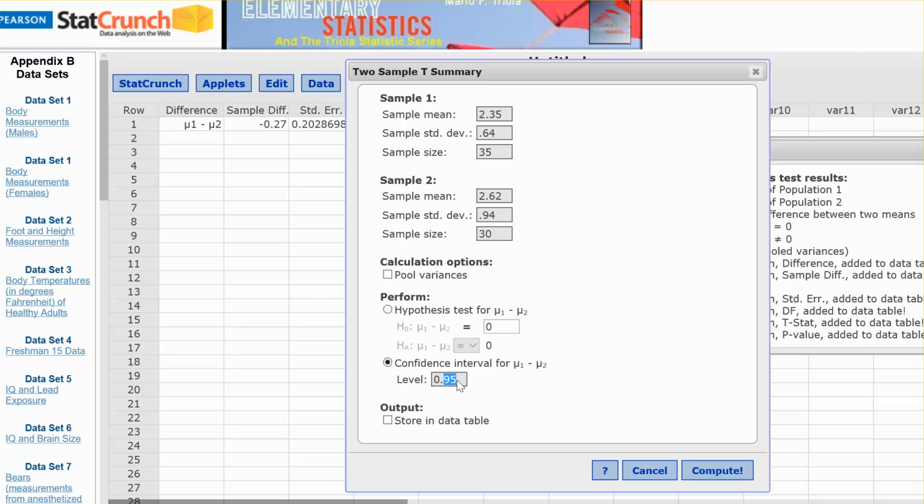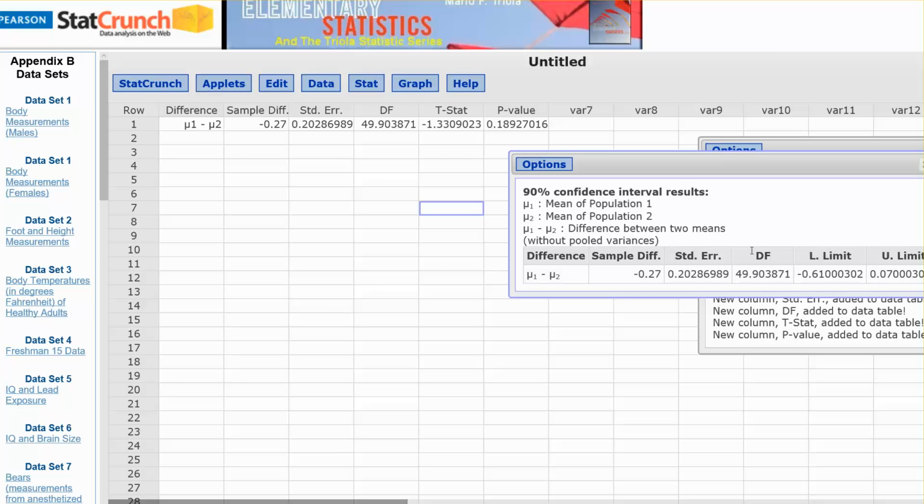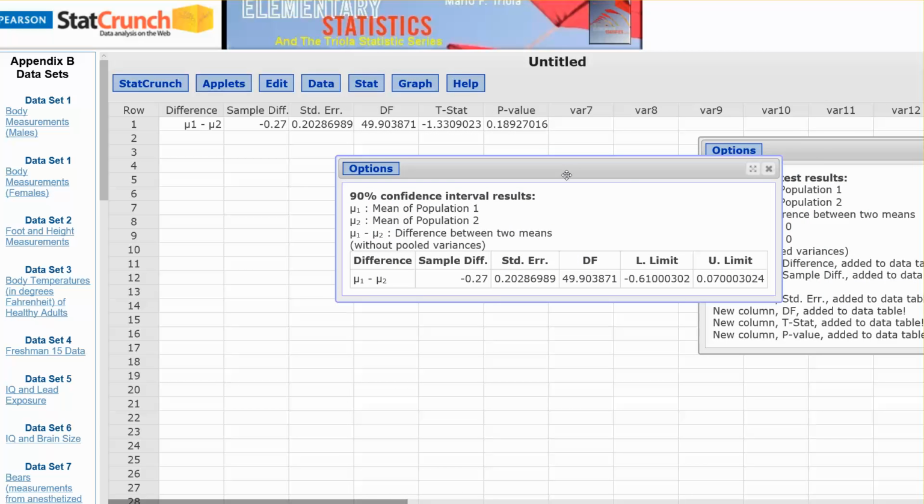So hit compute, and this time it just gives you the information like this. And so we have our lower limit, this is the first number, negative 0.6100, so depending on how they want you to round it, that would be your lower limit, and your upper limit, 0.0700. They do have a margin of error there, so that if you're a little bit off using a different method, it should still count it right.